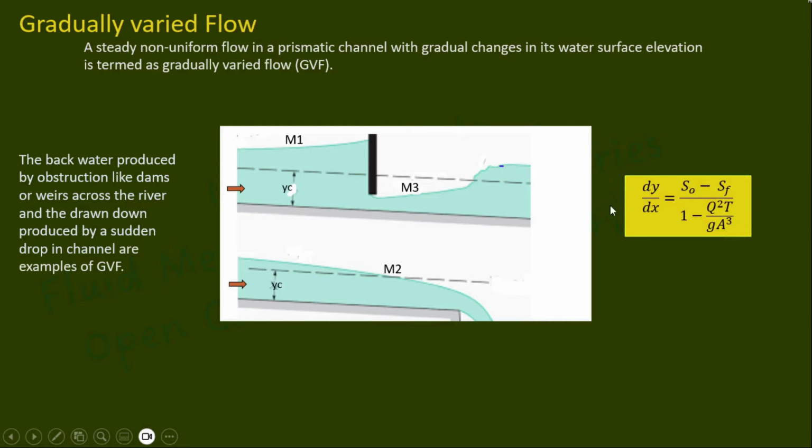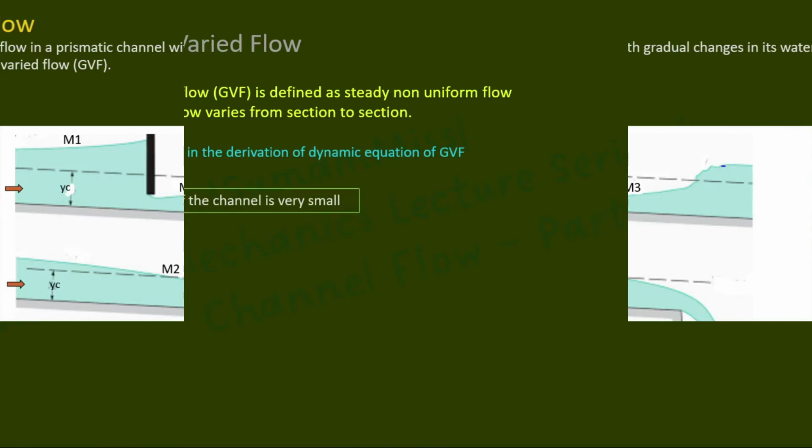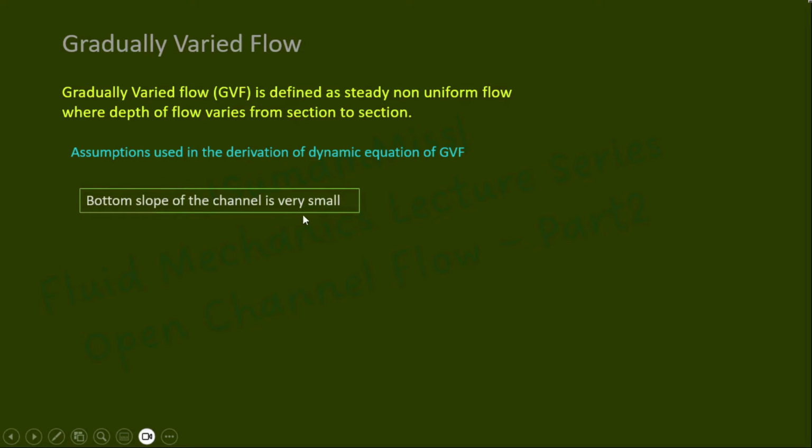The dynamic equation of gradually varied flow, that is dy/dx equals (S0 minus Sf) divided by (1 minus Q squared T by g A cubed), we have derived based on certain assumptions. The first one is that the bottom slope of the channel is very small. Then the channel is prismatic.